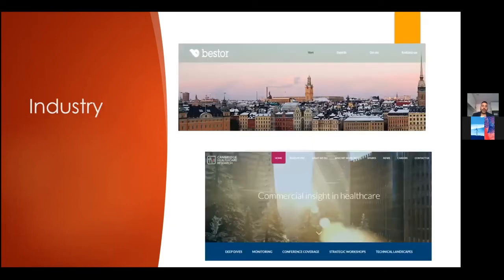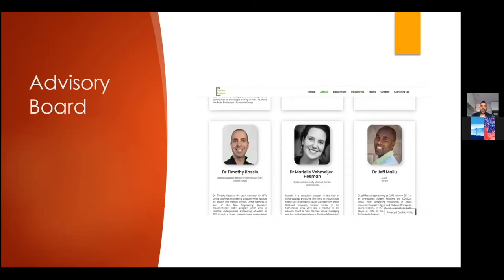Our industry arm is also growing. We linked recently with Cambridge Healthcare Research, more recently Besta Consulting, focusing on data analytics to start with, but our industry partners continue to grow. We have an advisory board, experts around the world that have expertise that I, as I'm still developing, don't have. We rely on them and they can provide direction, tell us if we're doing things well, tell us if we're doing things not so well.